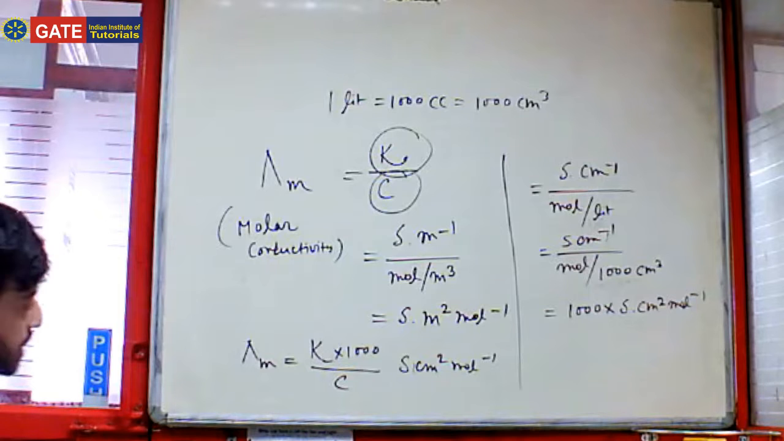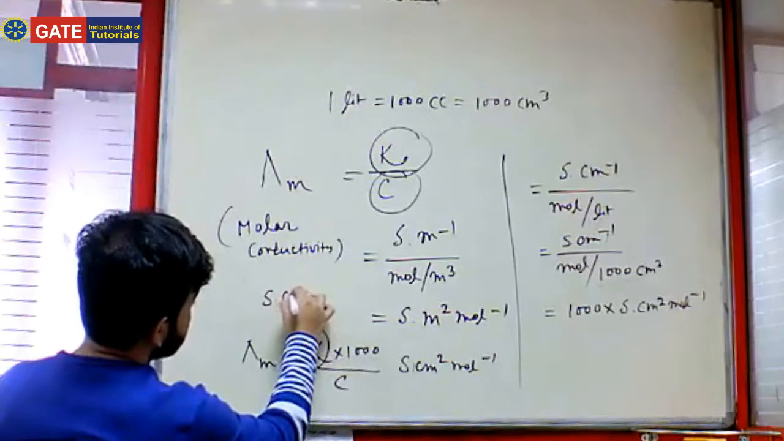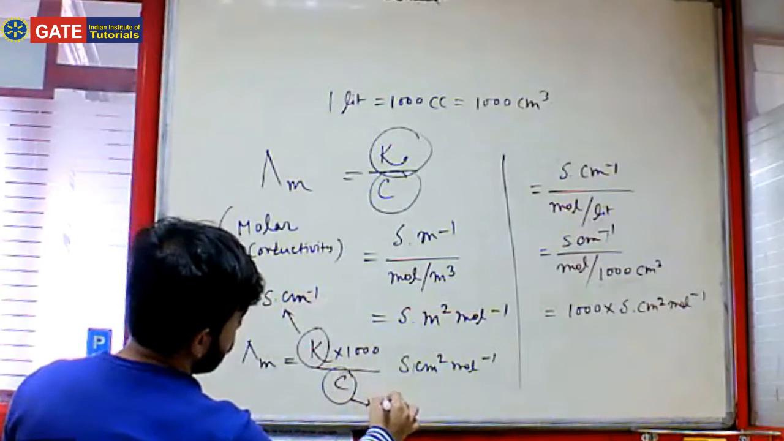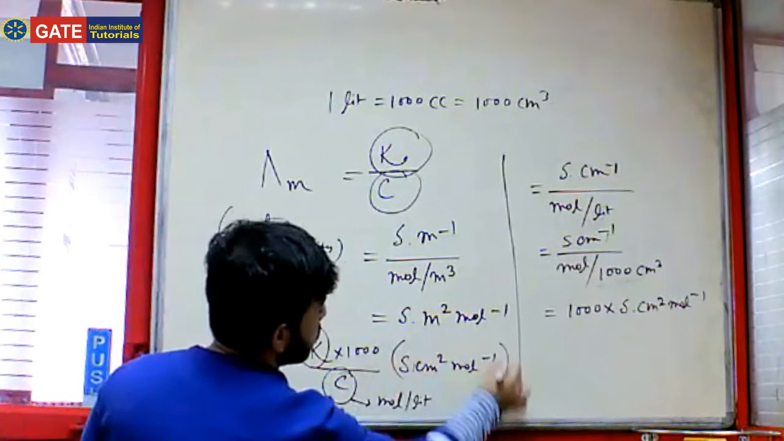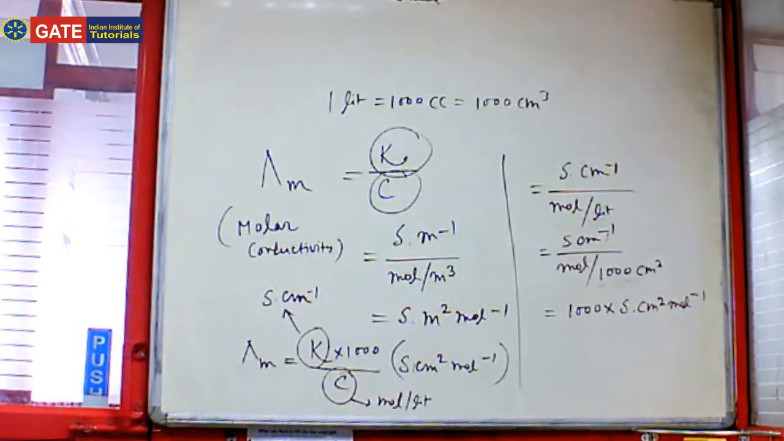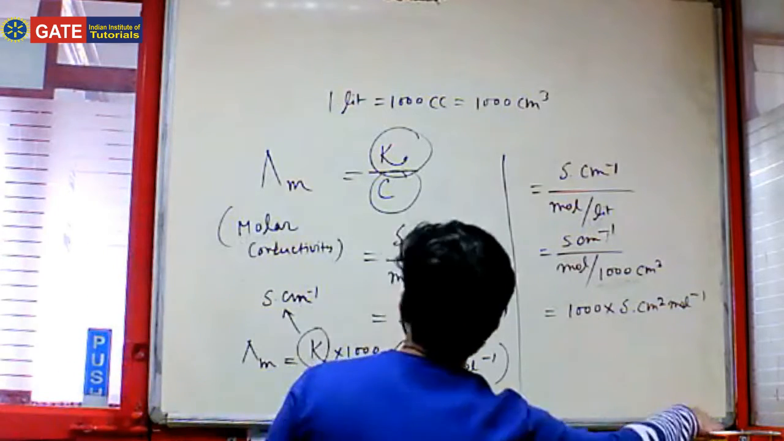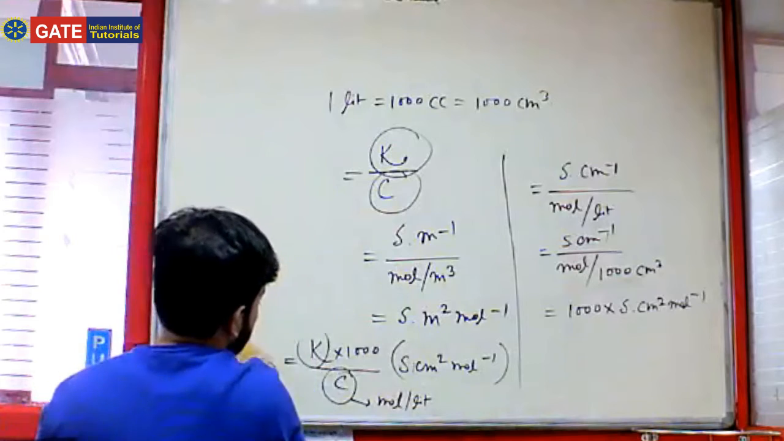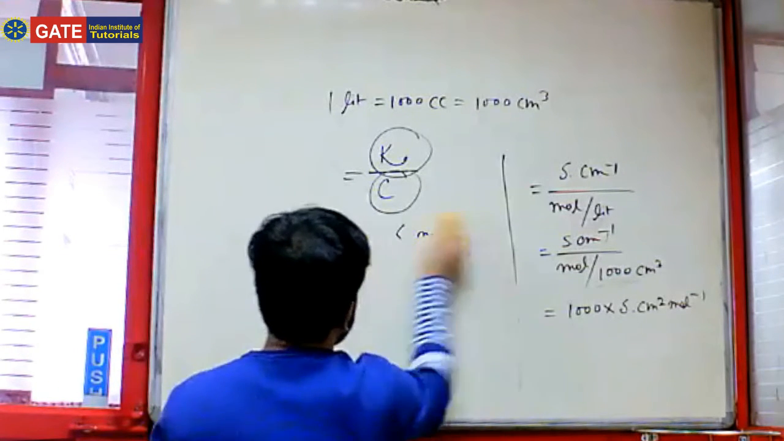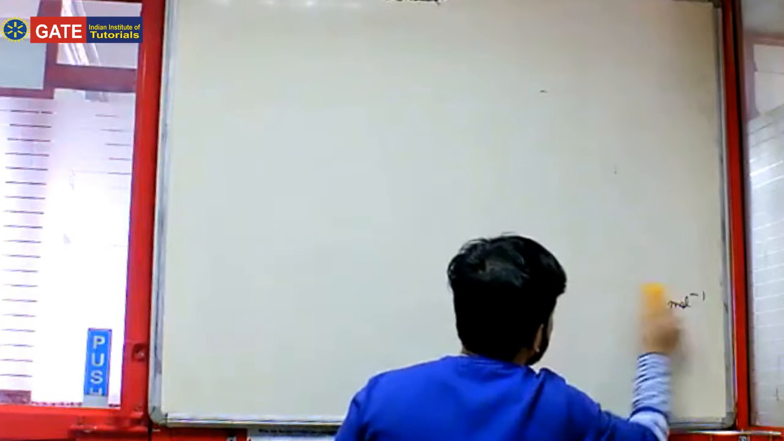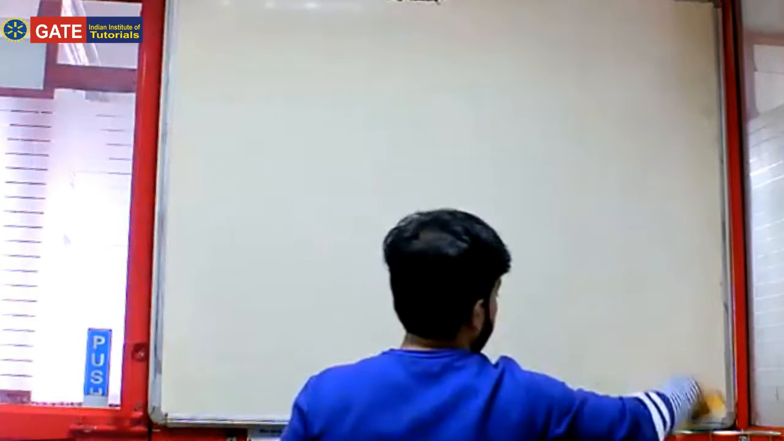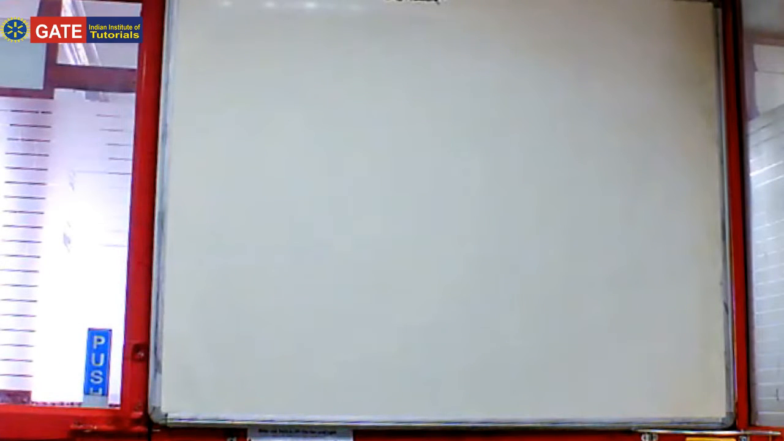Now, note this down: this will be in centimeter inverse, and this will be in mole per meter cubed. Then the overall will come in Siemens centimeter square mole inverse. Clear, right? So one numerical, acha. This is just part of one numerical, not from the book, I'm telling you. Just part of it.